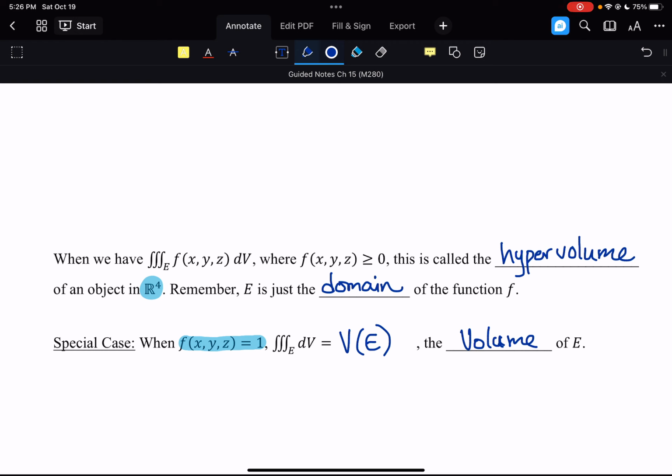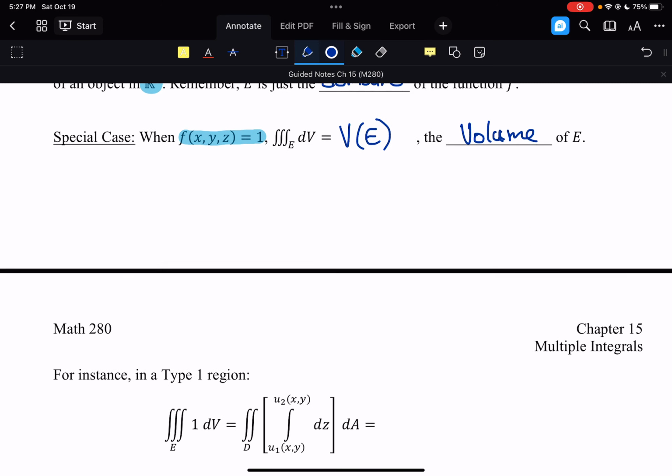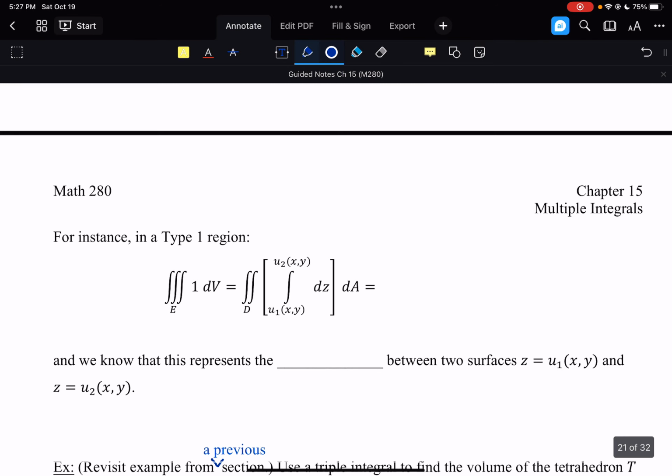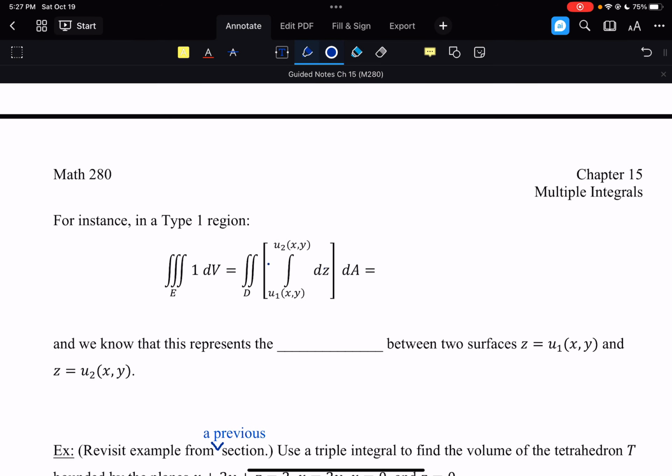So not only can we use double integrals to find volume, we can also use triple integrals to find volume as well, if we just take the triple integral of 1. How does this exactly work? Well, if, for example, we take a type 1 region like this, we evaluate with respect to z the function 1, this ends up becoming the double integral over D of u2 of xy minus u1 of xy dA.